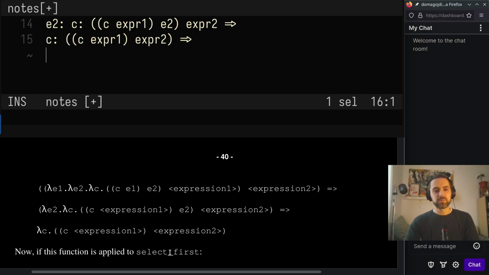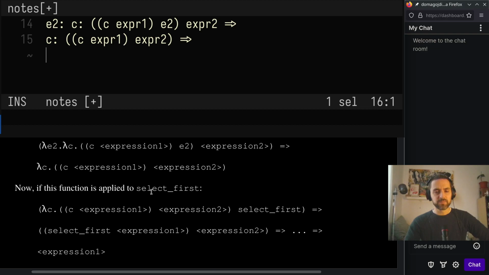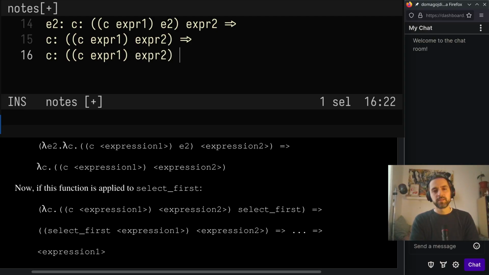Now, if this function is applied to select first, we have a lambda c, and inside the body we have the cond. What does it mean now? What's going to happen if we apply it to select first? Let's practice that: C, expression 1, expression 2, and then we're going to select first.